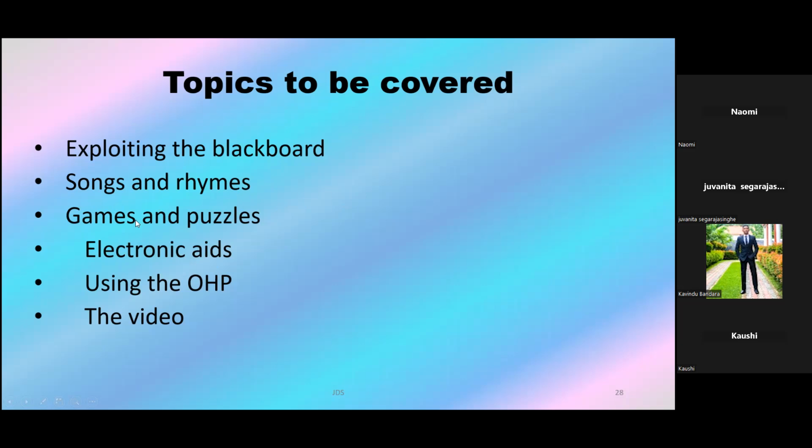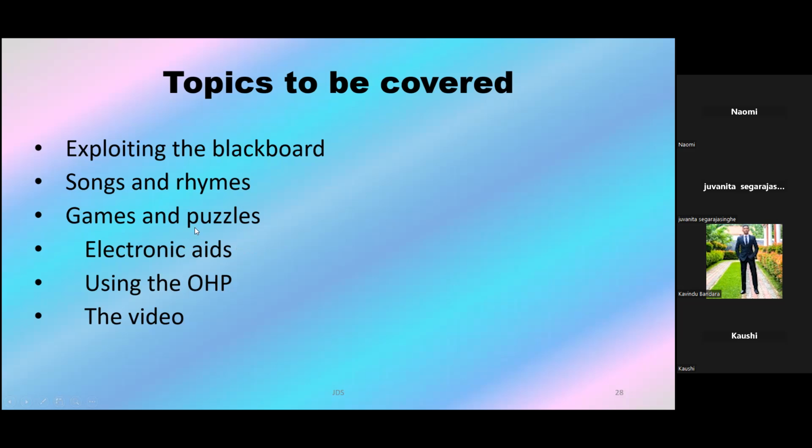Similarly, games, word games and puzzles. They too are very effective means to teach language. So in terms of games and puzzles, what are the different kinds of games that we can use in the classroom? Certain activities are given, and also puzzles, any kind of crossword puzzle or any other language related puzzles.